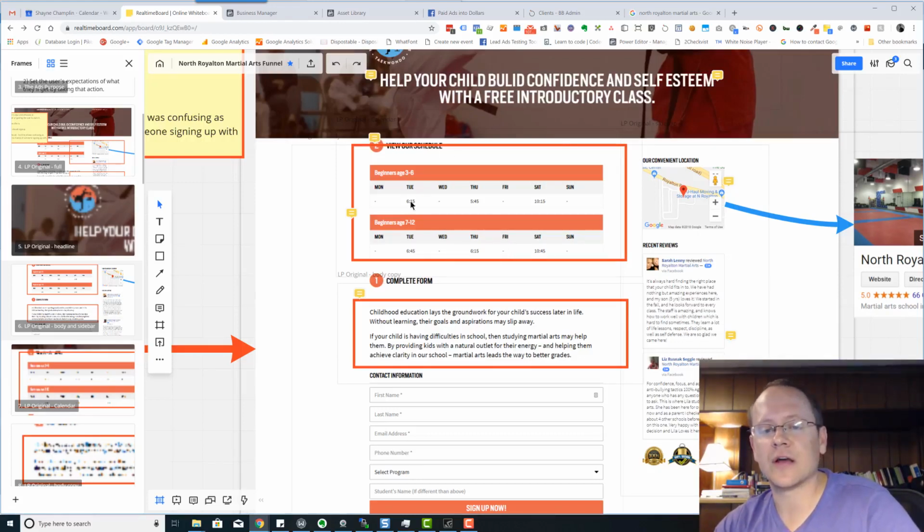So you got to be careful with calendars because they can not only be attractive, but they can also deter just as impactfully.